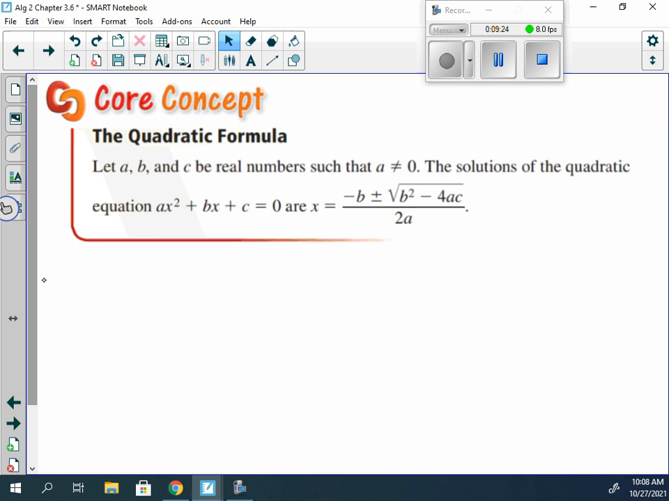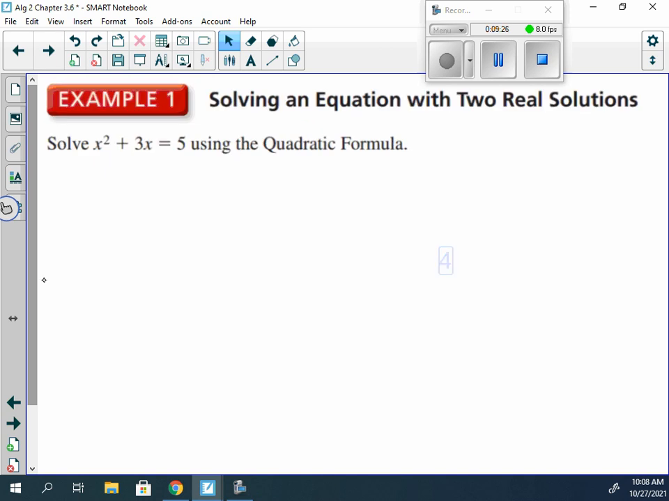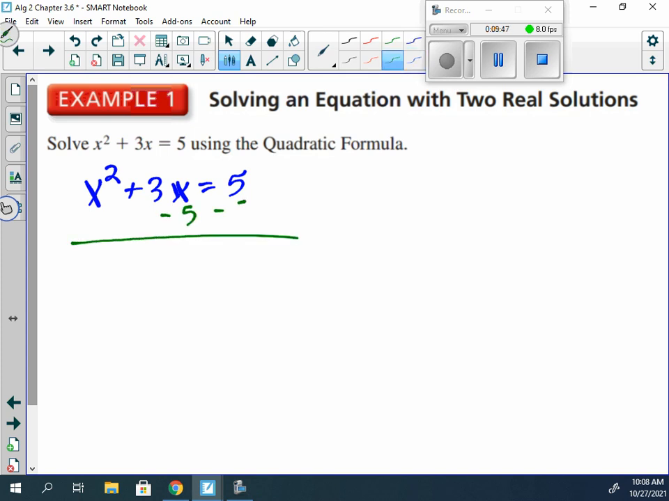We're ready to look at the first example. So we have the quadratic equation, x squared plus 3x equals 5. If we're solving this using the quadratic formula, we need this thing equal to what? Okay, what do I need to do to get it equal to 0? Subtract 5 from both sides. Because those would cancel, telling me that x squared plus 3x minus 5 is equal to 0.